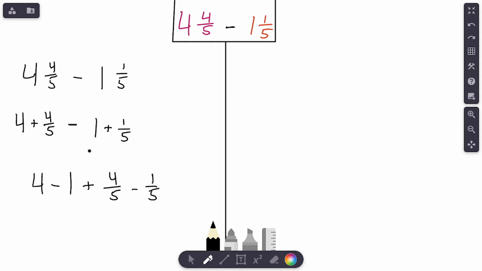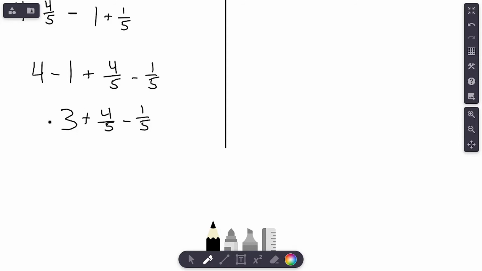So watch this. What we're going to do is 4 minus 1. So what is 4 minus 1? Well, that's 3. And we're going to add 4/5 minus 1/5. I'm going to scroll down a little bit here for us. So what is 4/5 minus 1/5? If we subtract 4/5 minus 1/5, that gives us 3/5.